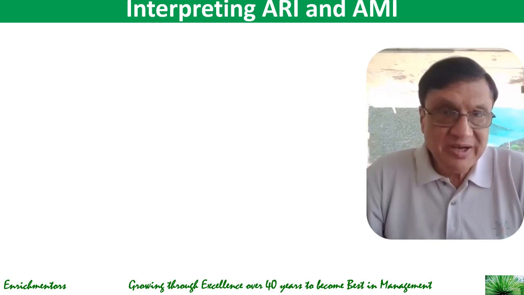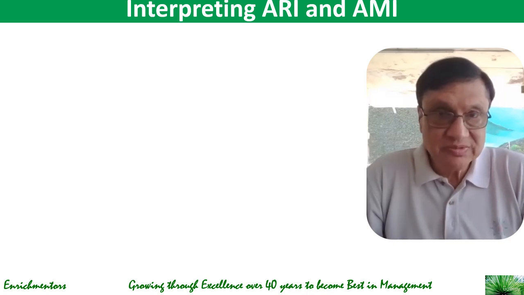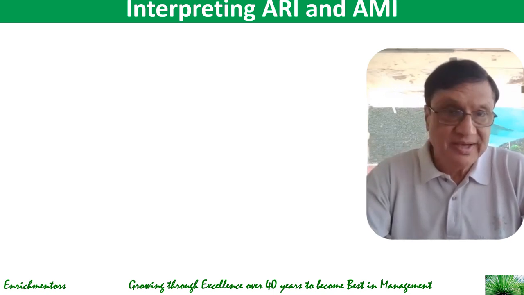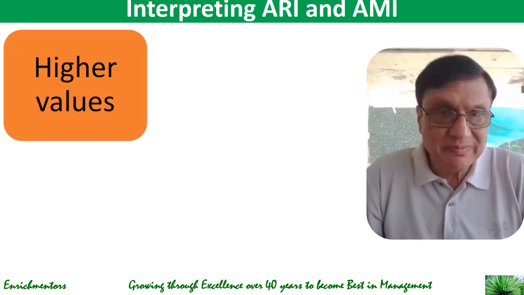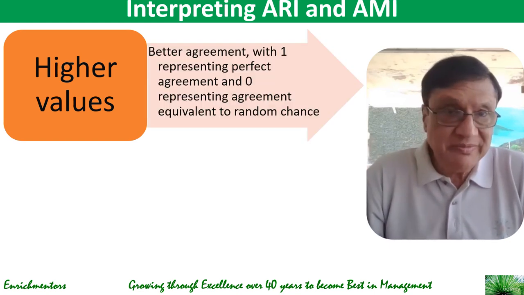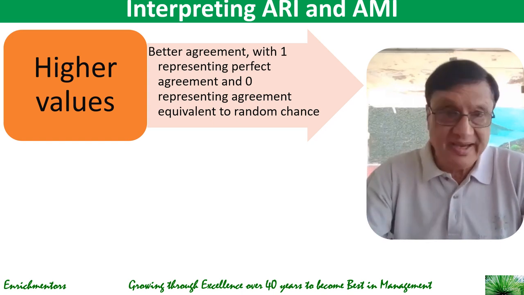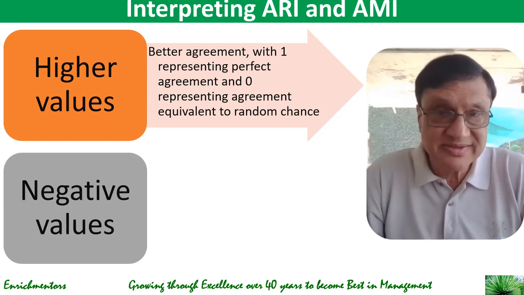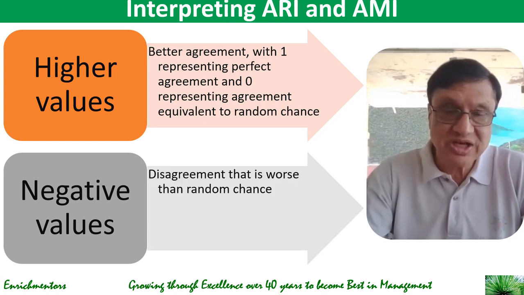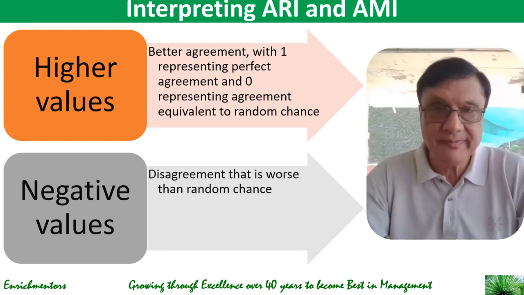Both ARI and AMI provide a quantitative measure of agreement between the true labels and the cluster assignments. Higher values indicate better agreement, with 1 representing perfect agreement and 0 representing agreement equivalent to random chance. And negative values indicate disagreement that is worse than random chance. So that's how you can interpret both ARI and AMI.